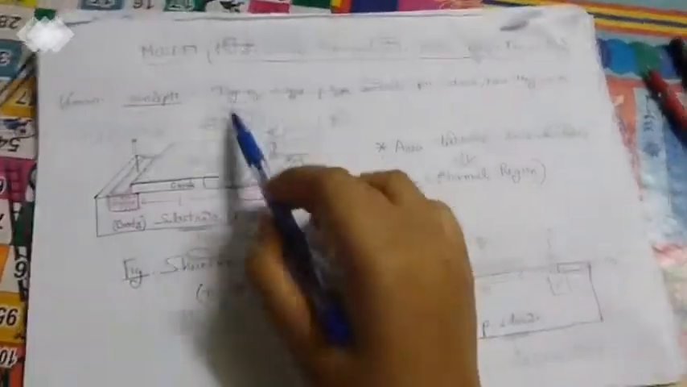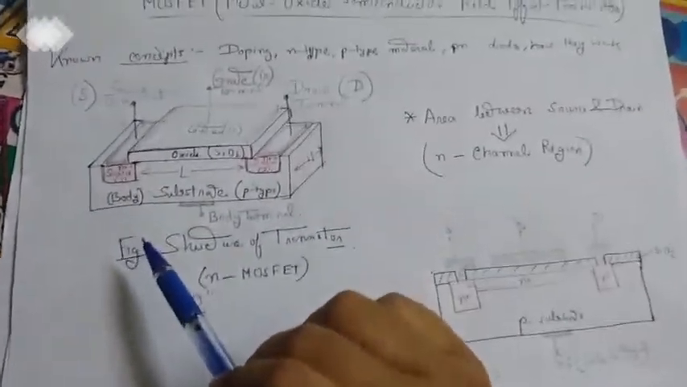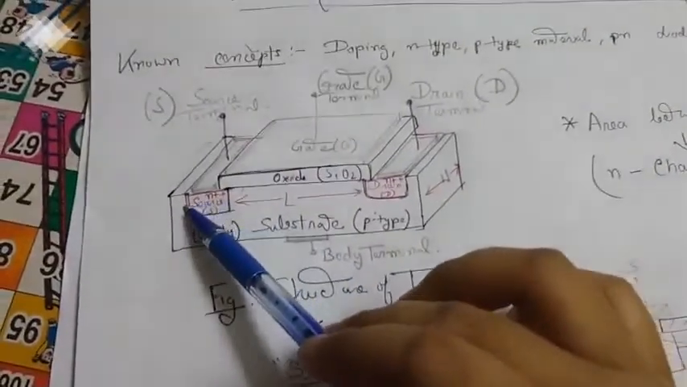For this, you have to have the concept of doping, N-type, P-type materials, PN diodes and how they work. First, let us understand the structure of a MOSFET. So, this is a 3D structure of a MOSFET.